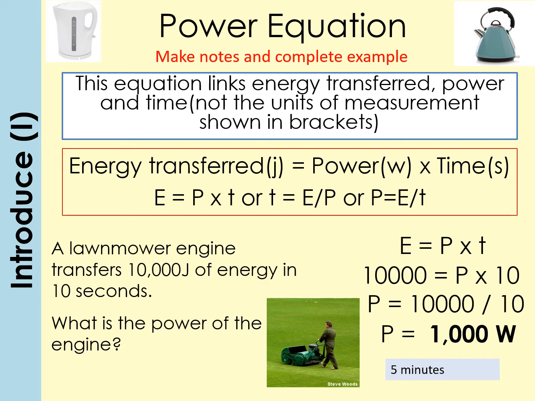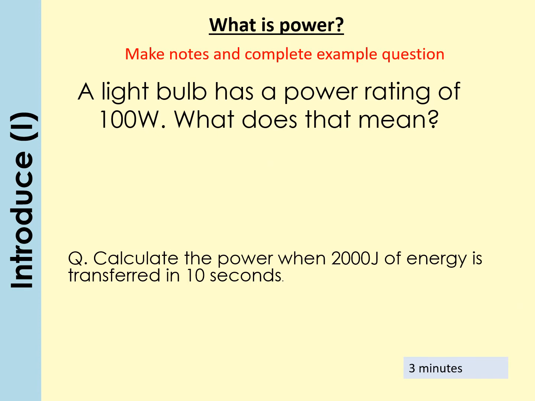Now we can also write 1,000 watts as 1 kilowatt. So like kilometers, 1,000 watts is a kilowatt. 1,000 meters is a kilometer. Okay, and look out for that, and I'll give you some tips on that as we go along during this lesson.